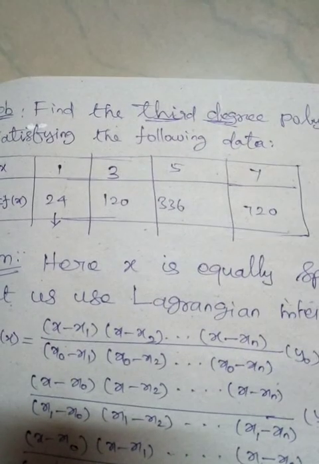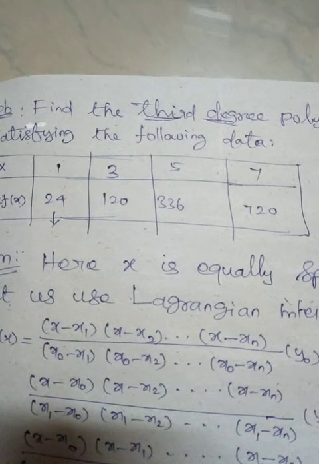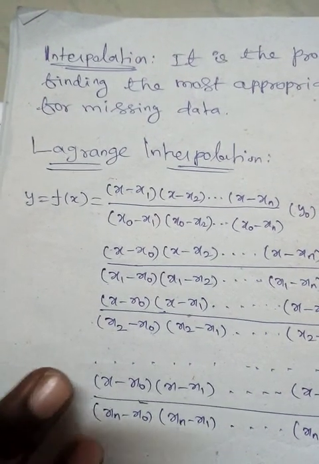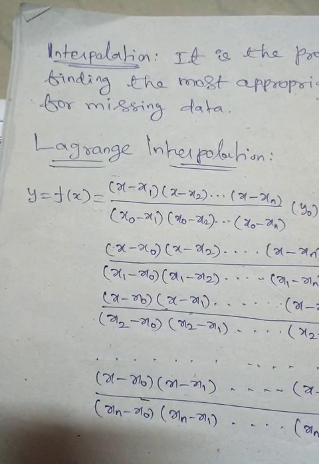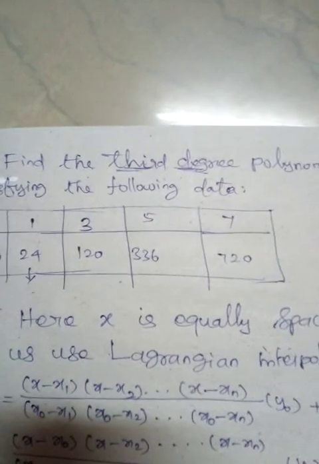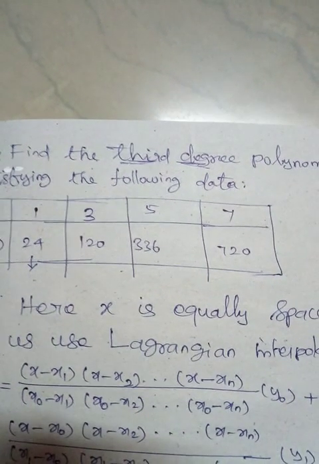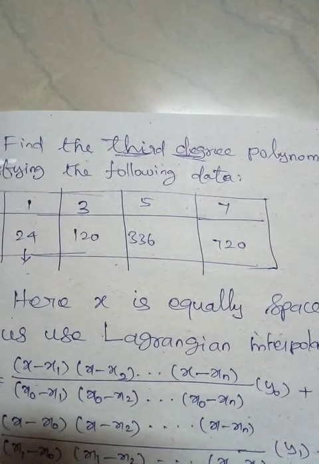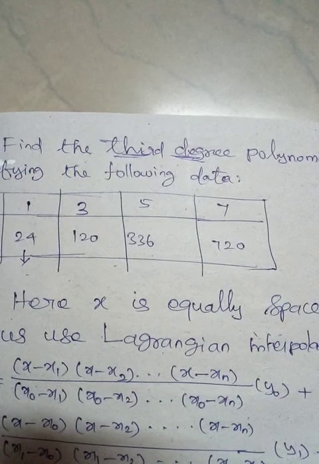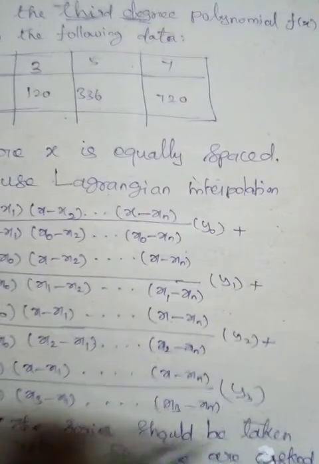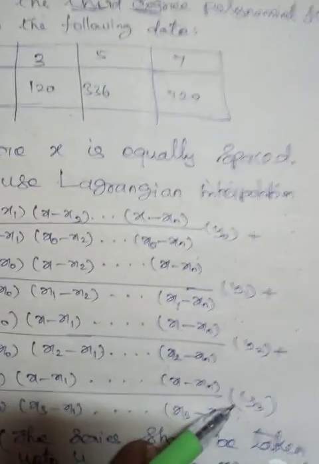So how long are we going to take the series? Already we have seen the formula, terms 1, 2, 3, 4, 5, 6 etc. up to n terms. So how long are we going to take? There is a keyword we are given: third degree. Third degree means we are going to take only up to 4 terms. Third degree means 4 terms. 4 degree means 5 terms. 2 degree means 3 terms. Are you clear? So we are given here third degree. Third degree means we are going to take up to only y3. So up to y3 we are going to take in the formula.